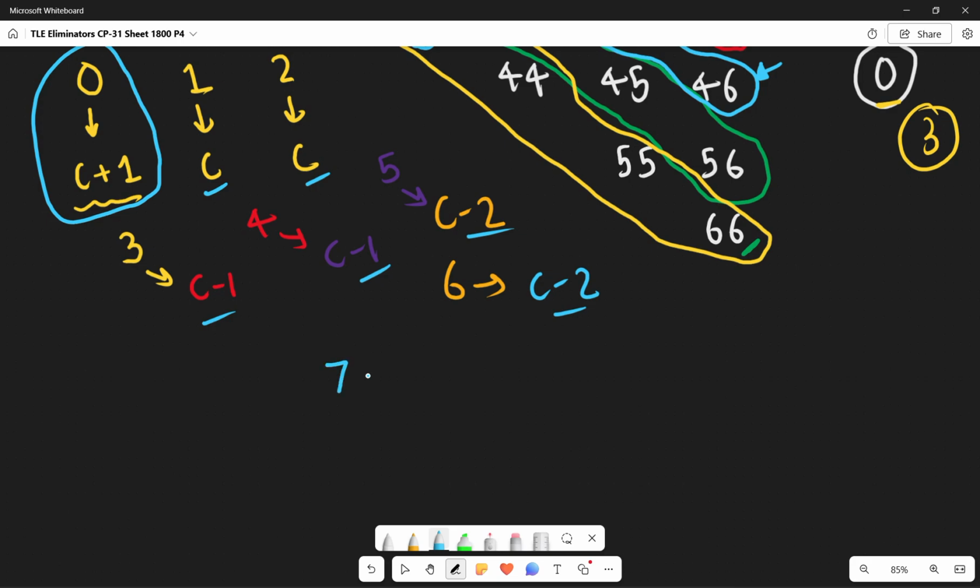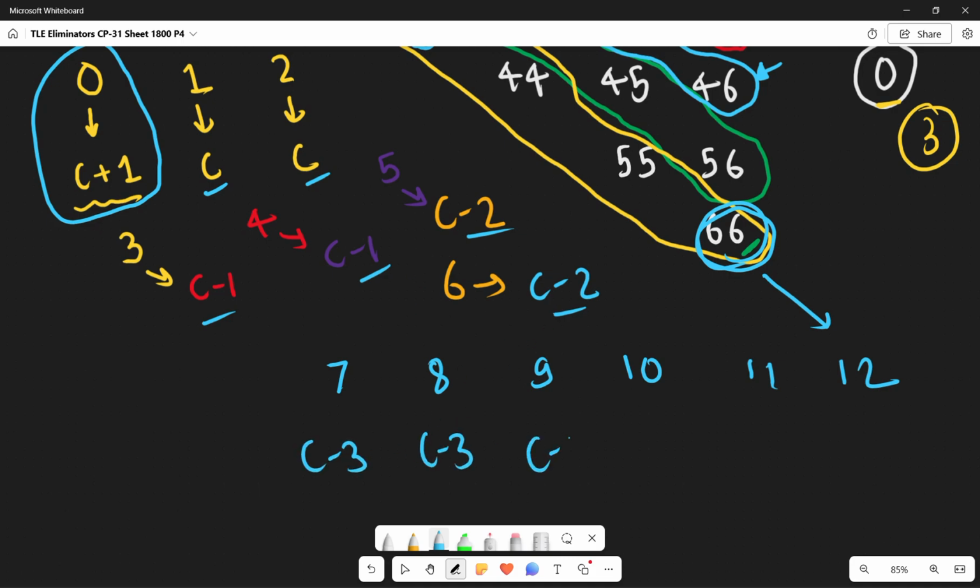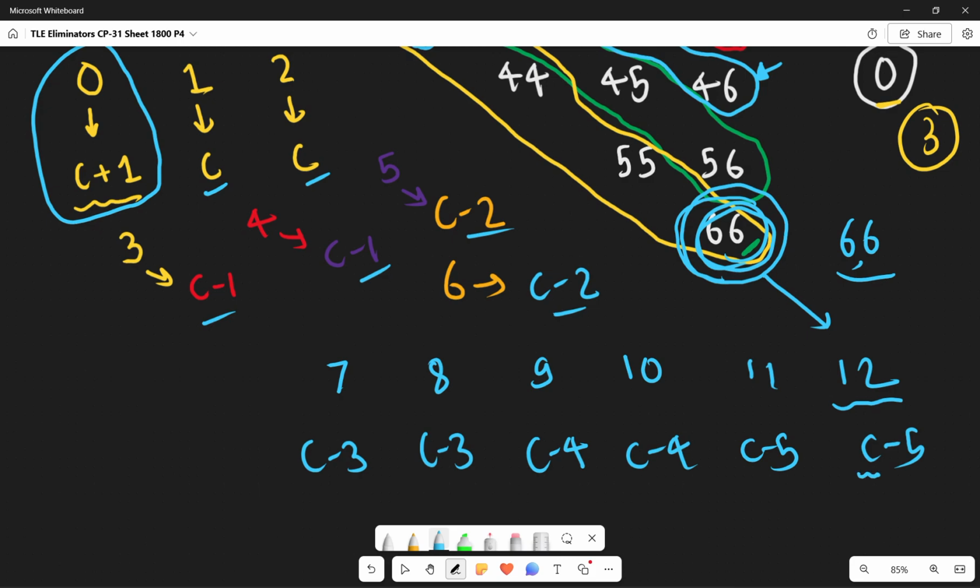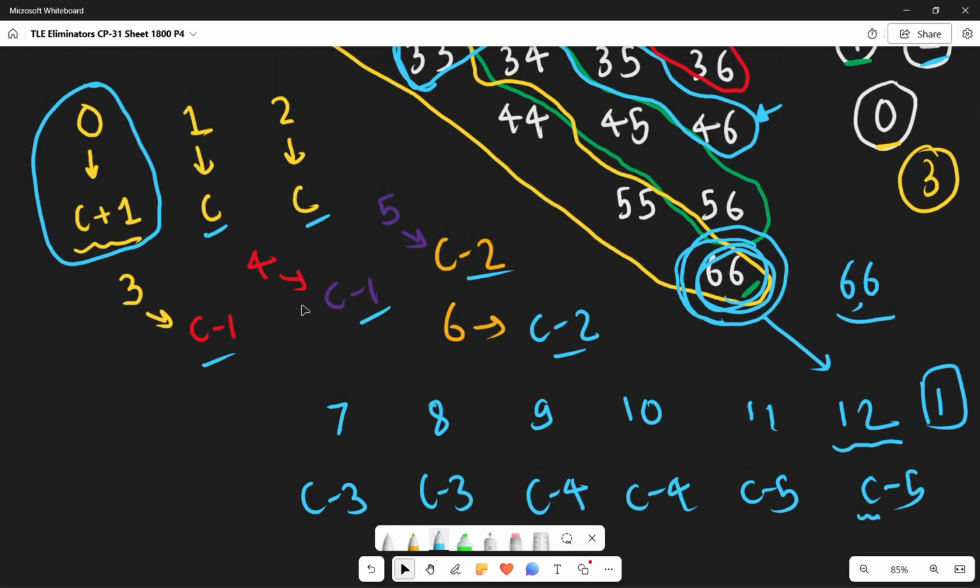If you calculate it for 7, 8, 9, 10, 11 and 12, 12 is the maximum. See here, 6 plus 6 can give you 12. So it will be like C minus 2, then C minus 3, C minus 3, then C minus 4, C minus 4, and here C minus 5, C minus 5. For 12 there is only one element that you can reject, 6 comma 6, and here C is equal to 6, so C minus 5 is 1. So, making sense.